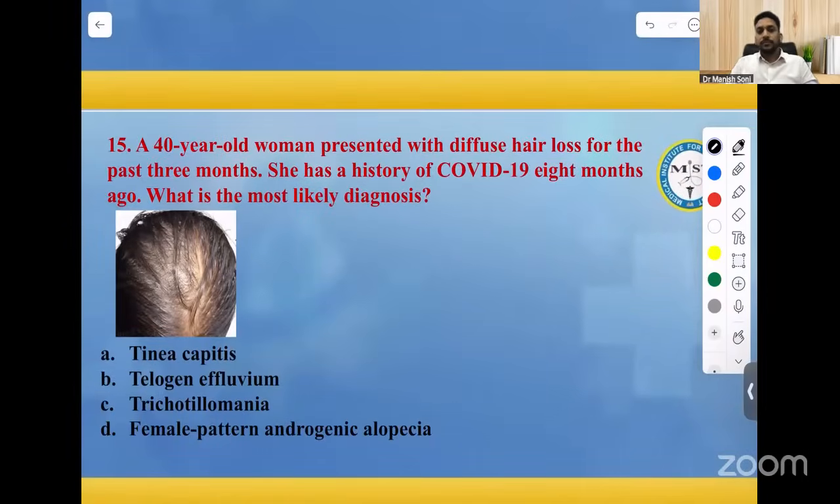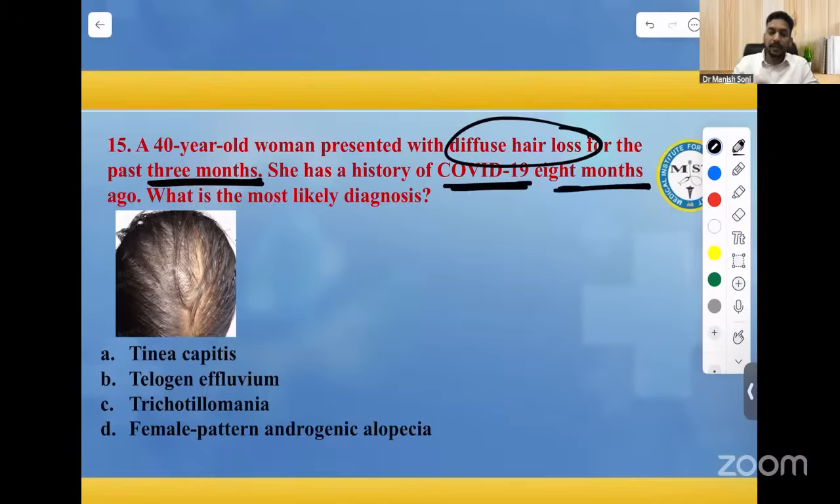A 40-year-old woman presented with diffuse hair loss. Diffuse hair loss means there is not a patch of hair loss; the whole scalp is involved. Diffuse hair loss for 3 months. She has a history of COVID fever 8 months back. What is the most likely diagnosis?